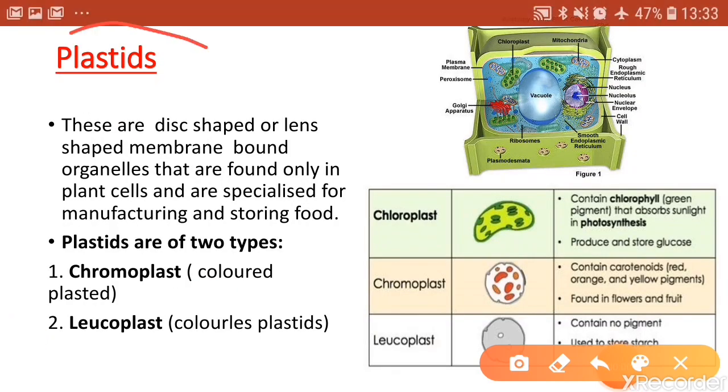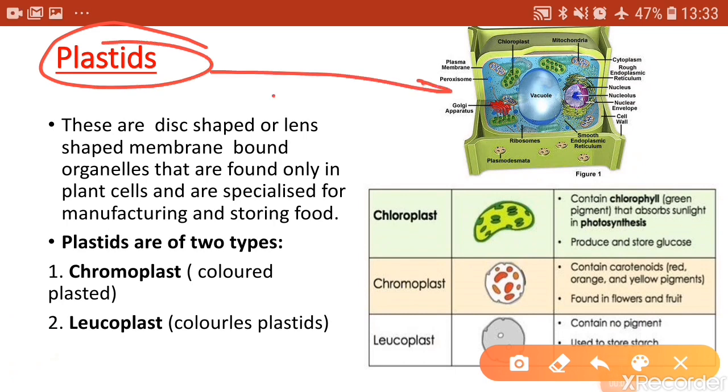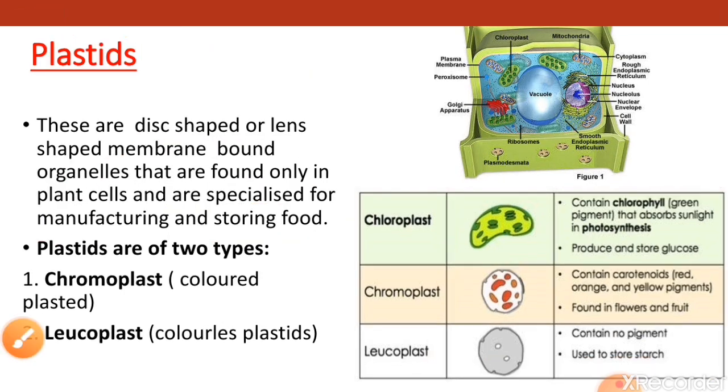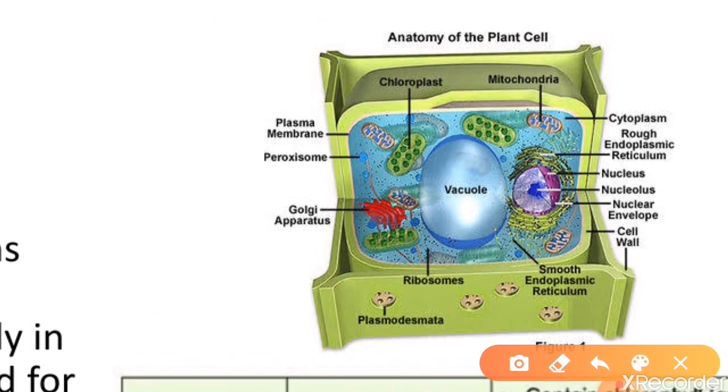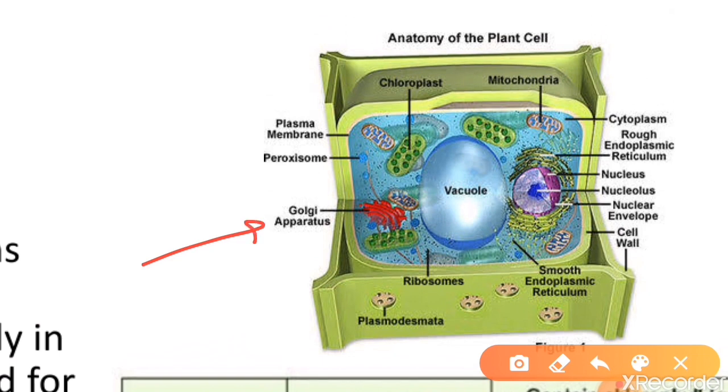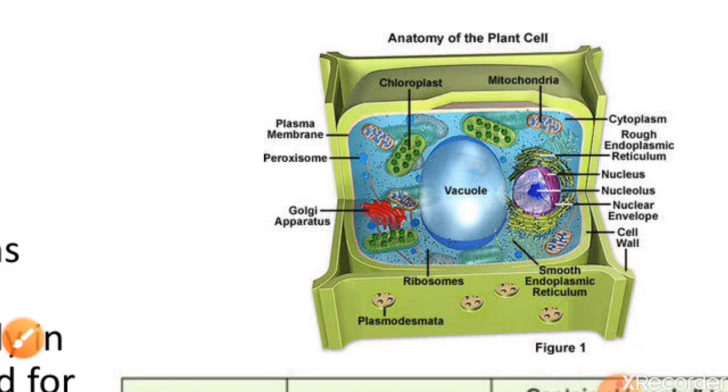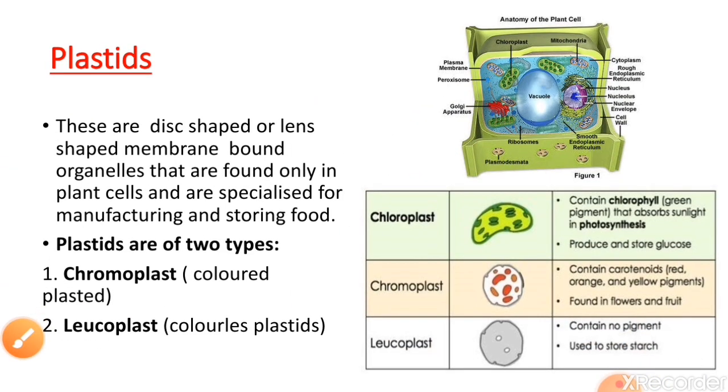Now learn about the plastids, which are organelles found only in plant cells. The plastids are disc-shaped or lens-shaped membrane-bound organelles, specialized to manufacture food and to store food. The diagram of the plant cell shows various organelles. You find mitochondria in plant cells as well as in animal cells, but plastids, like the chloroplasts shown here, you find only in plant cells.